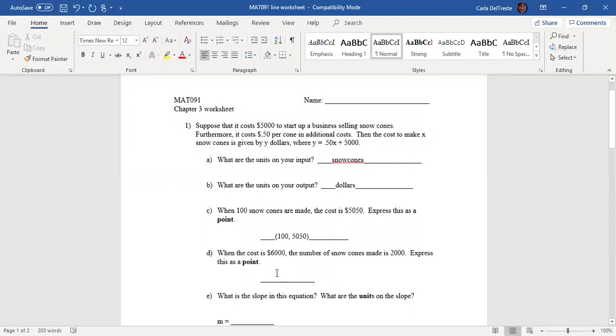When the cost is $6,000, the number of snow cones made is 2,000. Express this as a point. Well, this time the information is given in the opposite order, but we know that it always goes input comma output, and the input is still snow cones. So this ordered pair should be the point (2000, 6000).